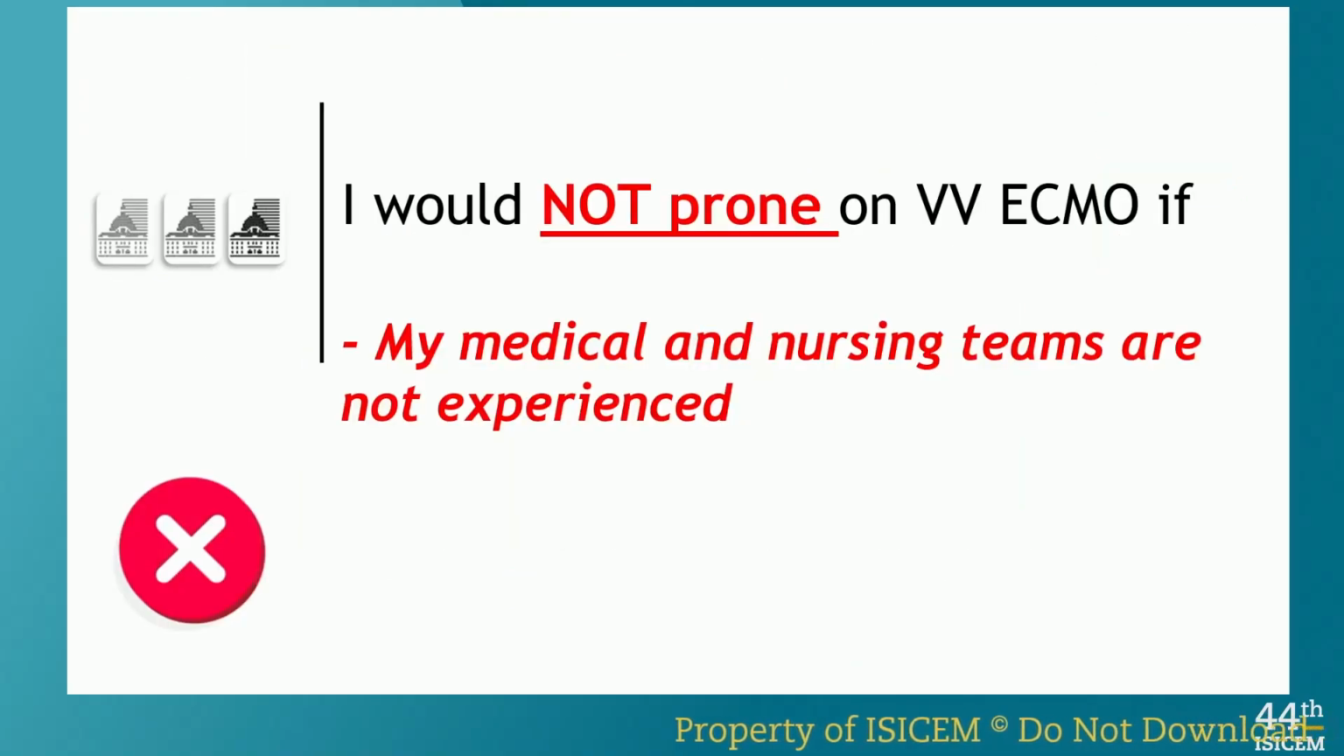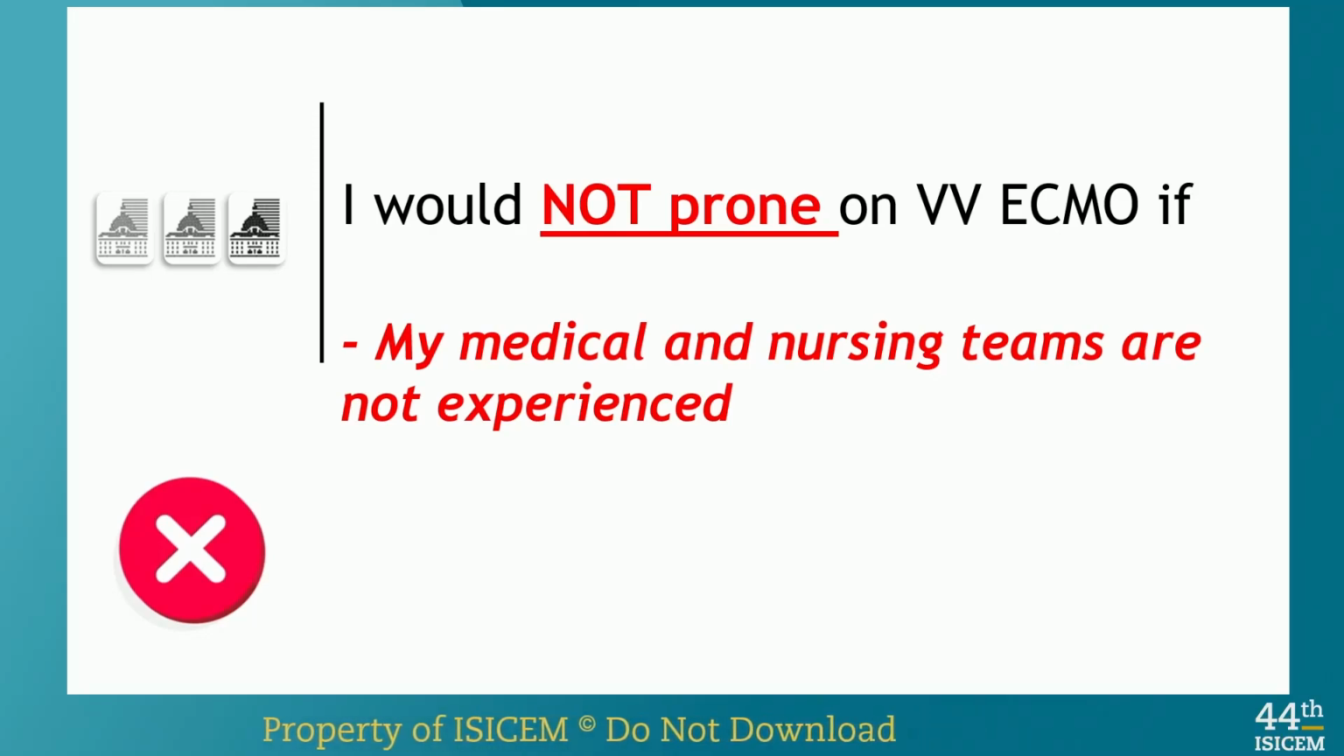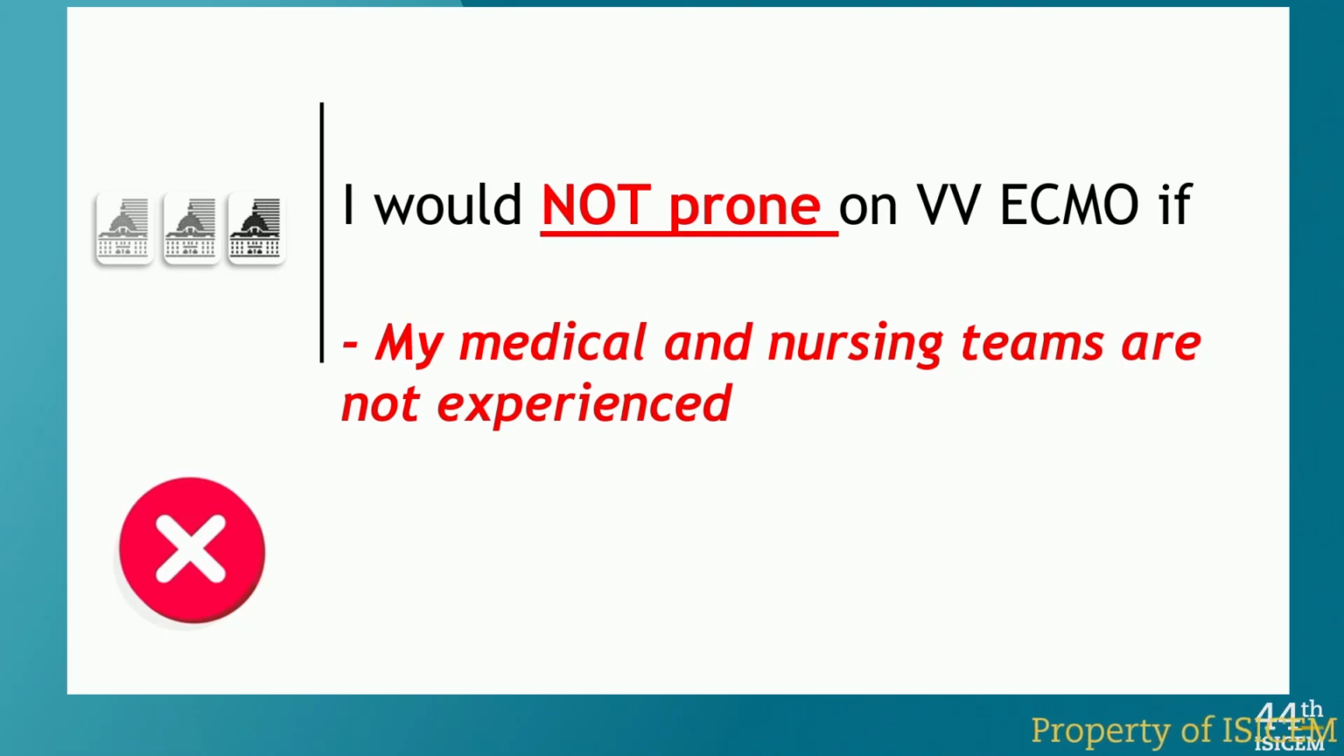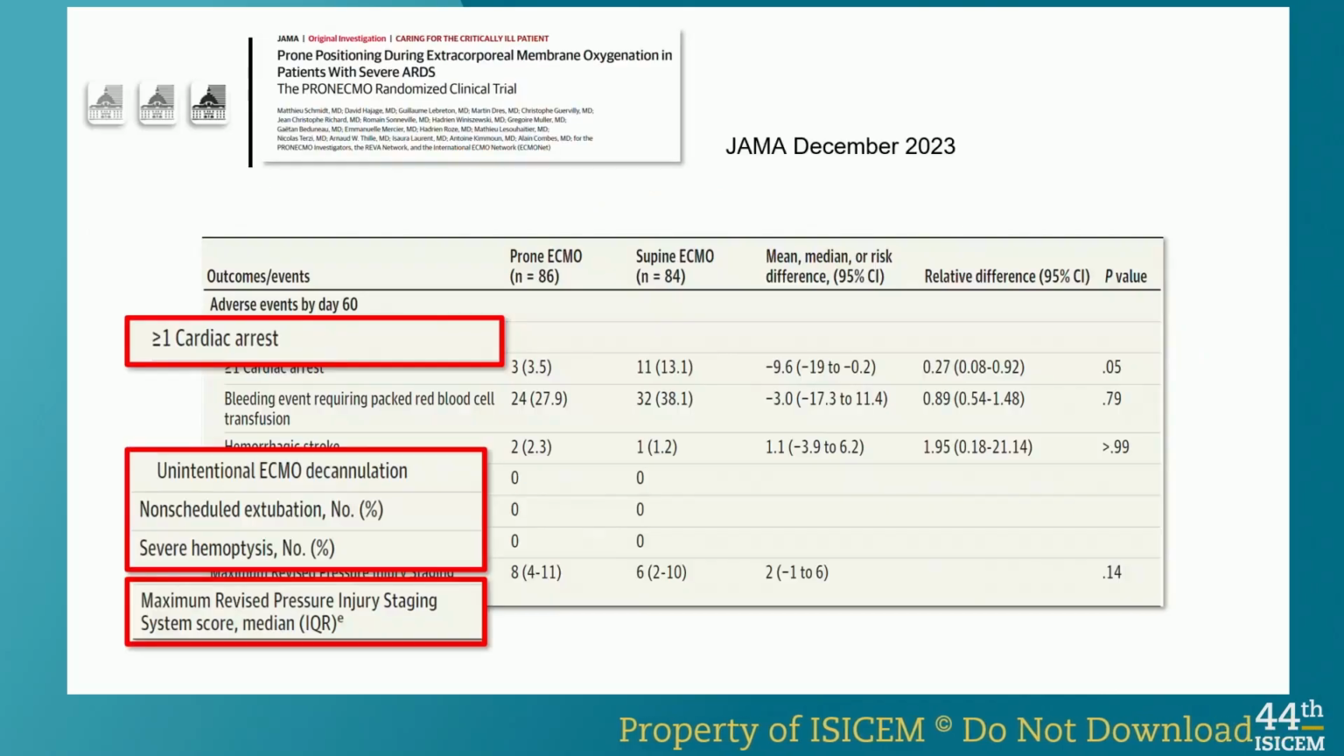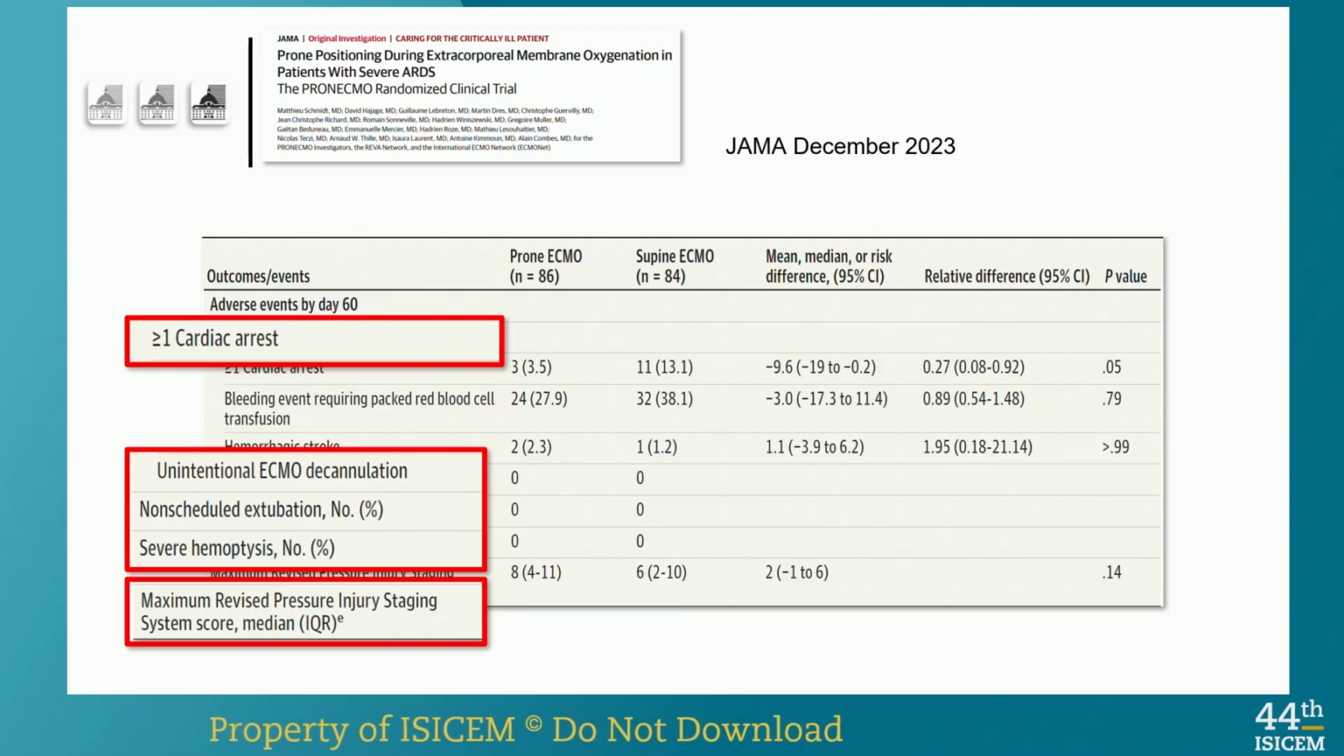For which patient will I not continue to prone? I will probably not prone a patient on VV ECMO if, first of all, they have COVID-19 related ARDS. I think this PRONE ECMO trial, even if it was not specifically designed for COVID-19, shows that if you do it with COVID-19 ARDS patients, it doesn't work. I will also not prone on VV ECMO if my medical and nursing teams are not experienced. And this is a very important point. We included only centers that had experience of this procedure. This is not so complex, but you have to train your medical and nursing staff.